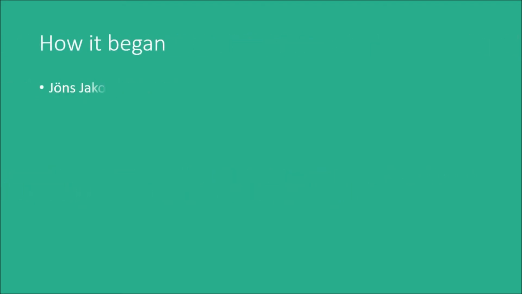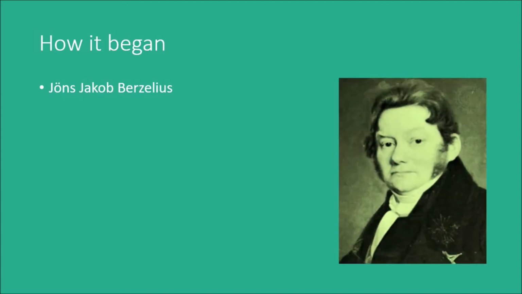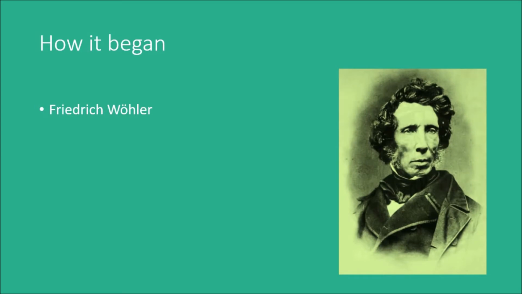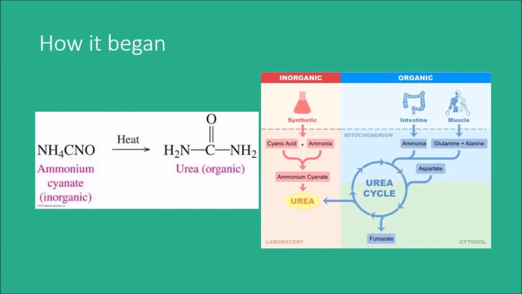How it began. One of the starting points of organic chemistry came when John Jacob Berzelius had been going around using the term organic to describe organic compounds coming from life. Then organic chemistry officially began when a German scientist, Friedrich Wohler, accidentally synthesized an organic compound. This is how it happened.